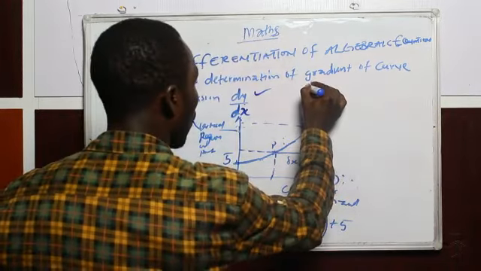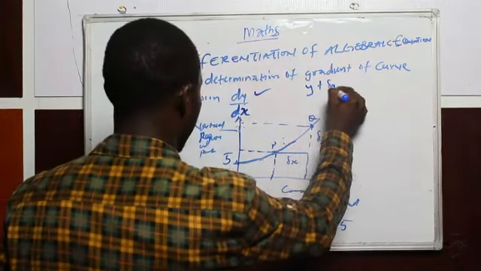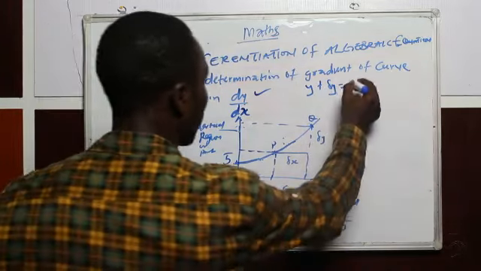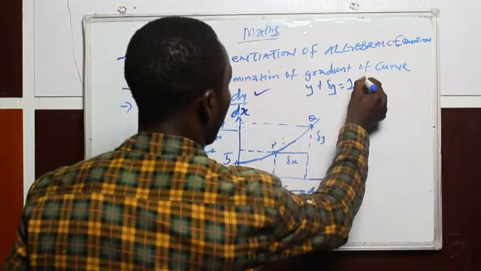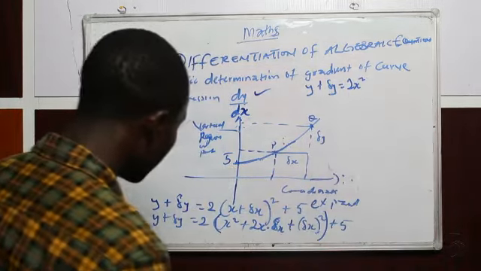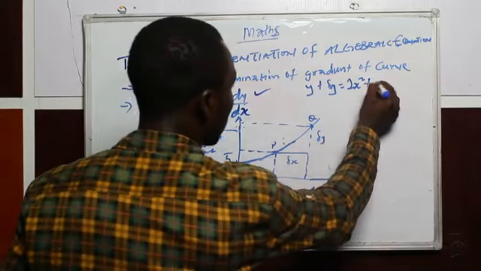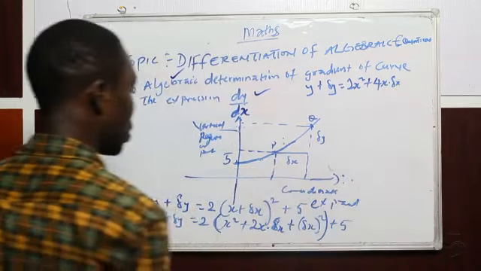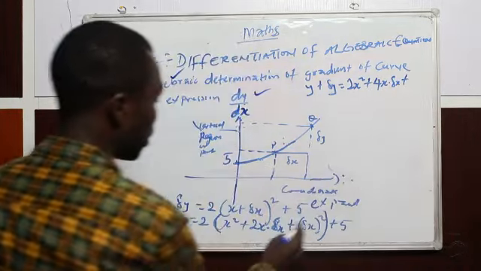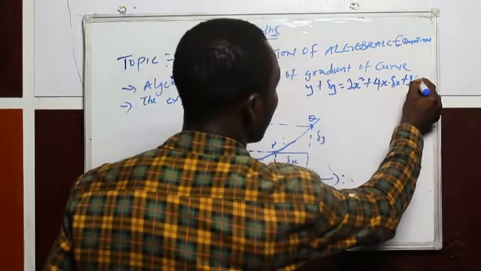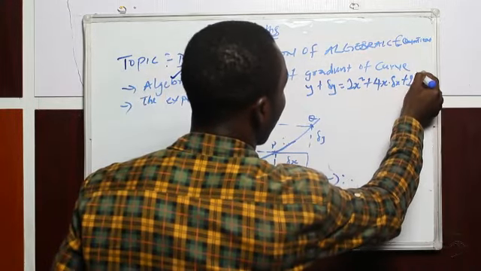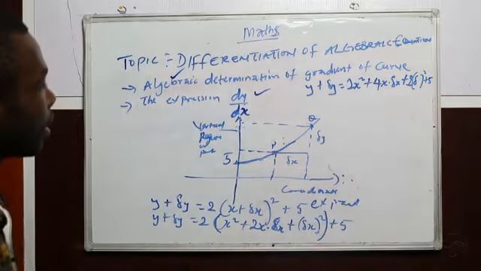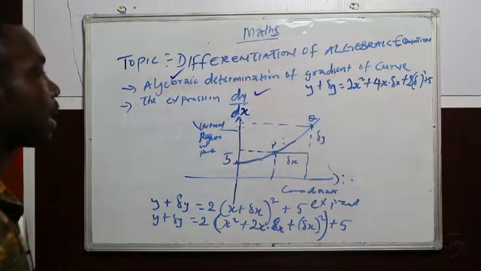We now have y plus sigma y equal to, as we open the bracket, 2x squared plus 4x dot sigma x plus 2 sigma x all square plus 5. That is how we expand this bracket.